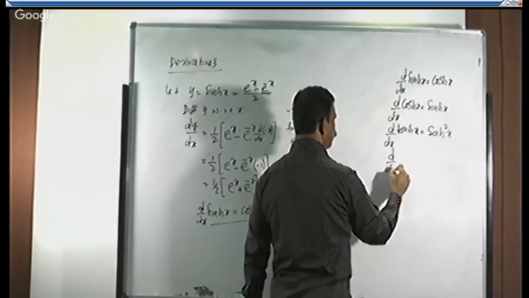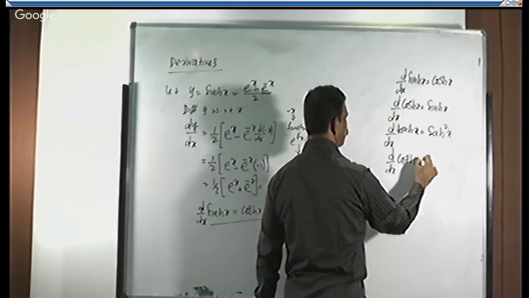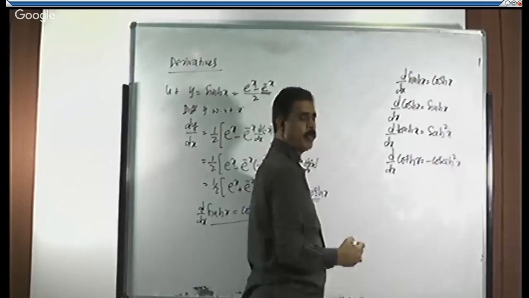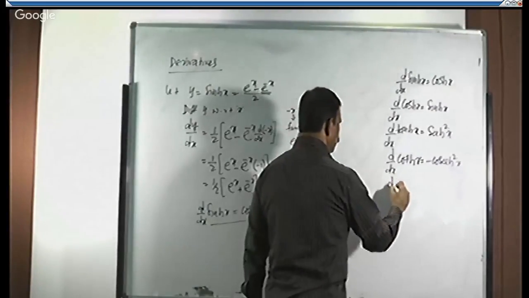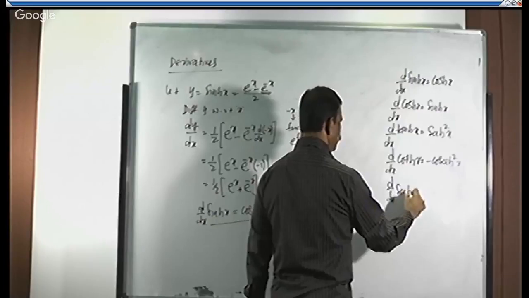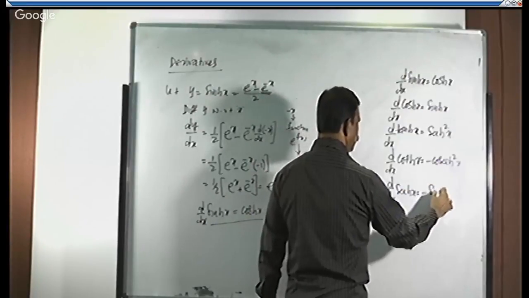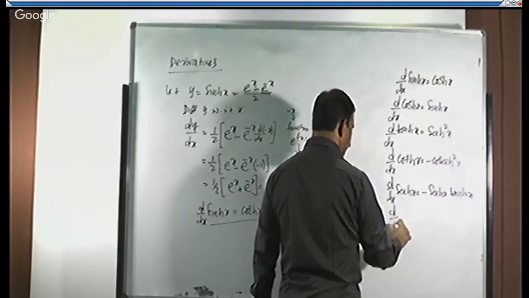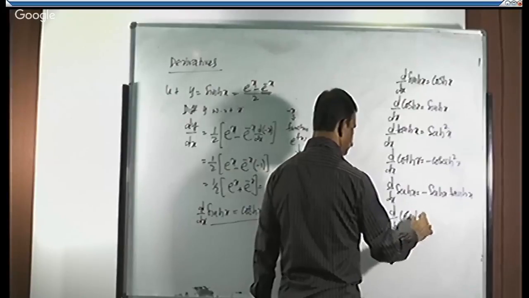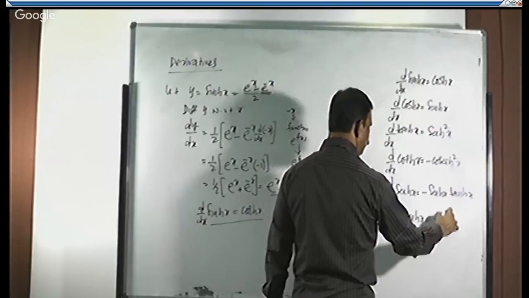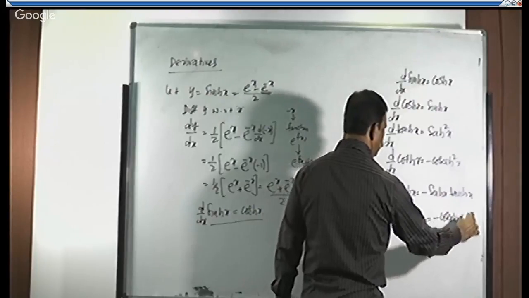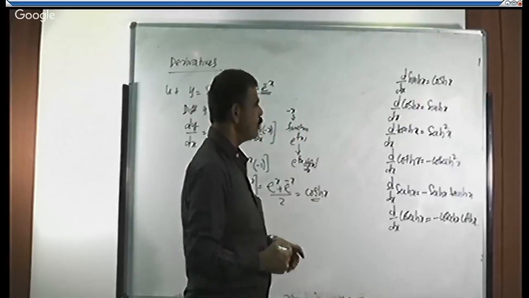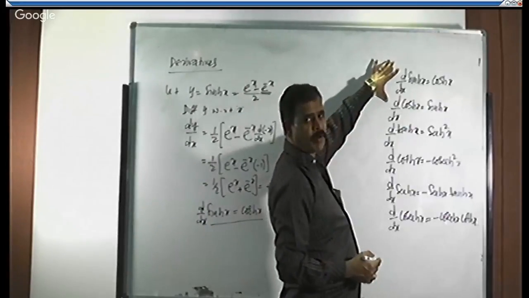D by dx of cot hx is equal to minus cosecant h square x. D by dx of secant hx is equal to minus of secant hx into tan hx. D by dx of cosecant hx is equal to minus of cosecant hx into cot hx. These are the derivatives of hyperbolic functions.